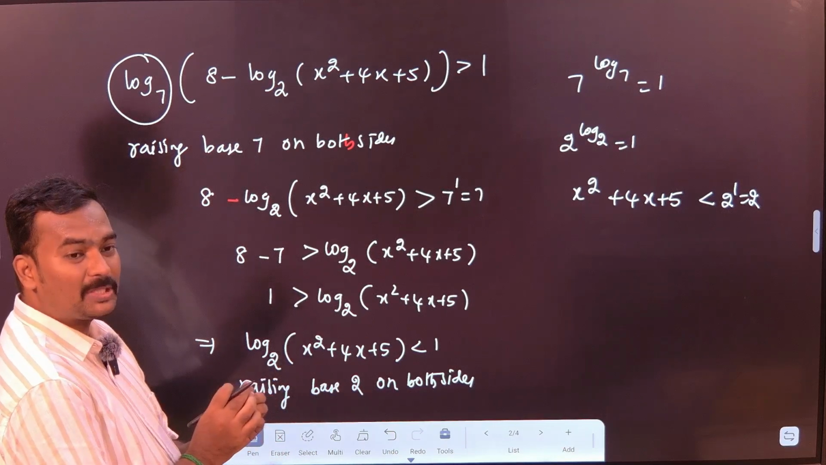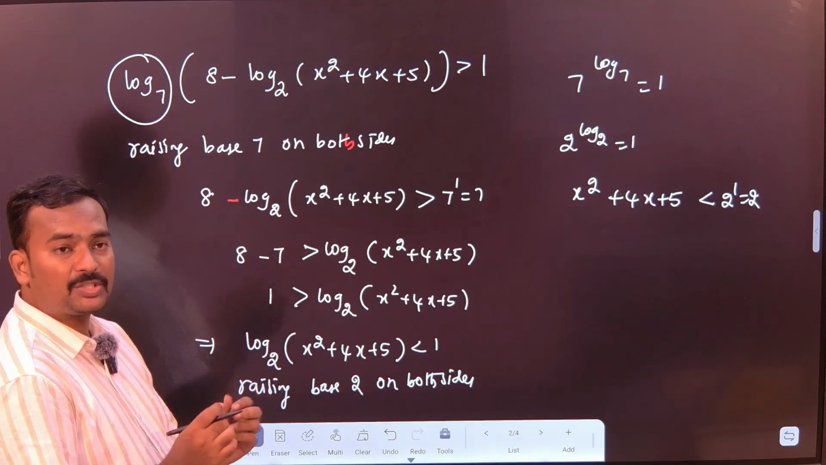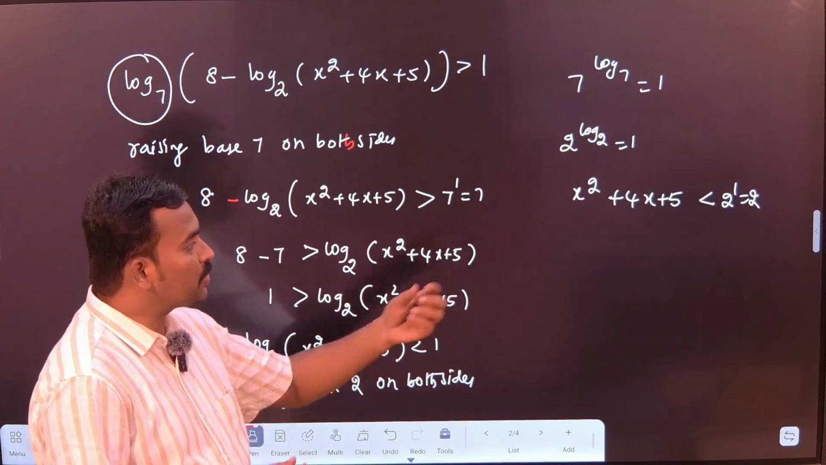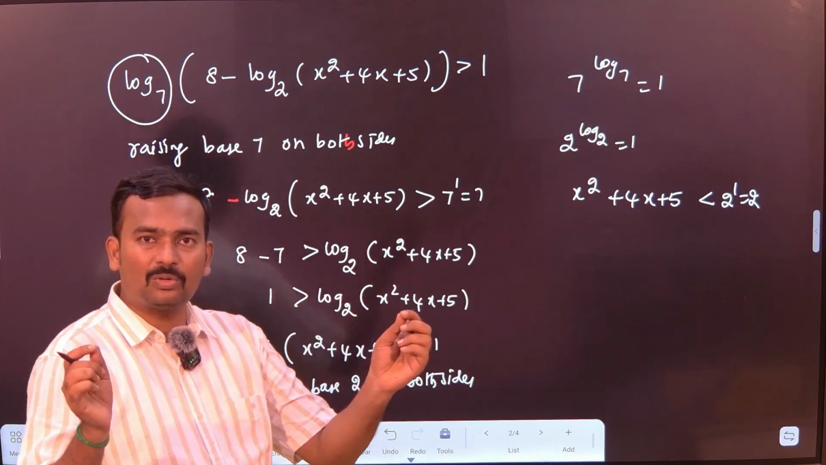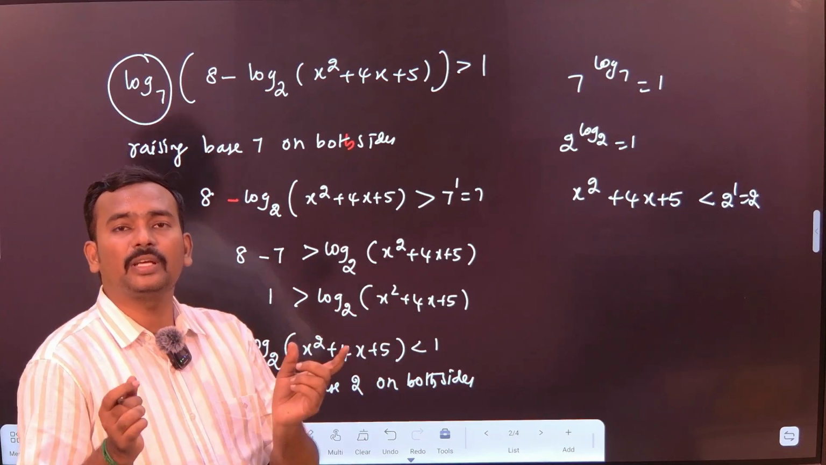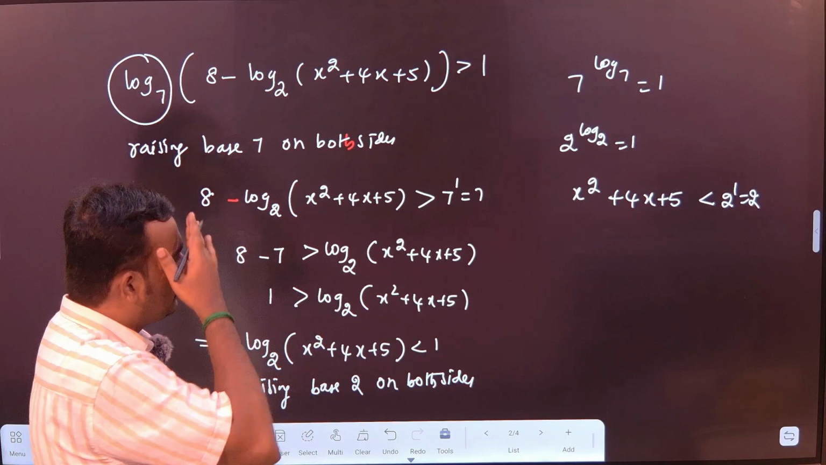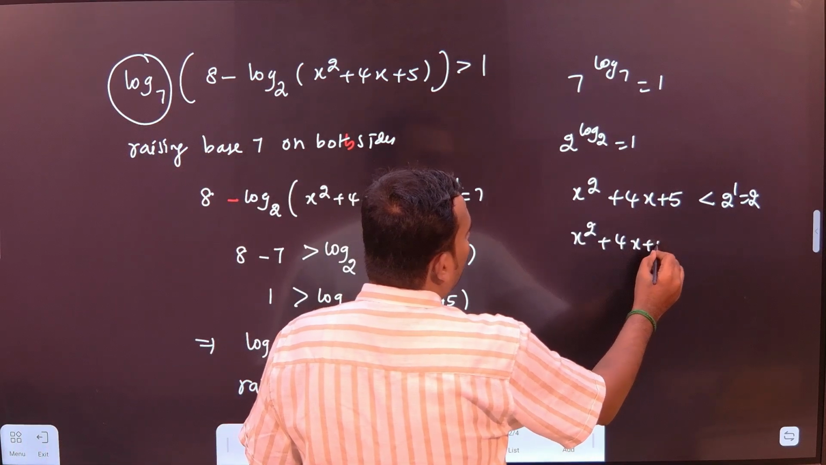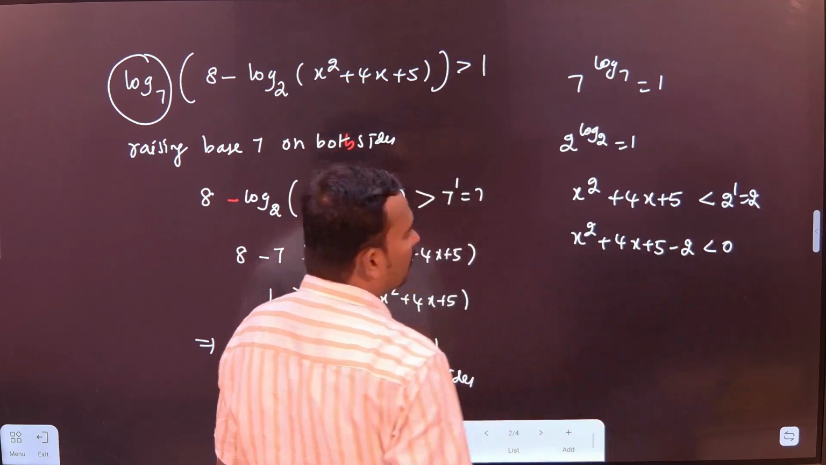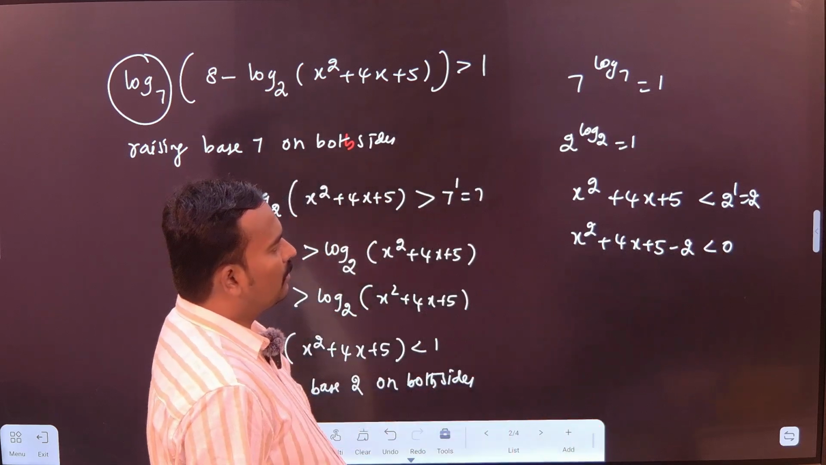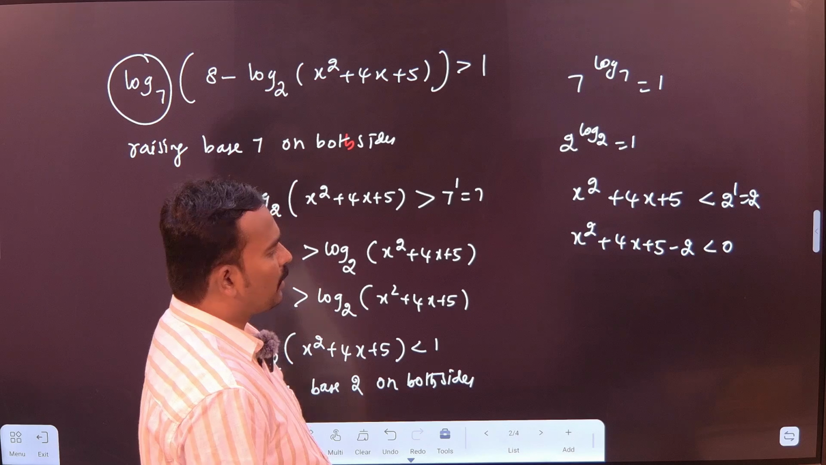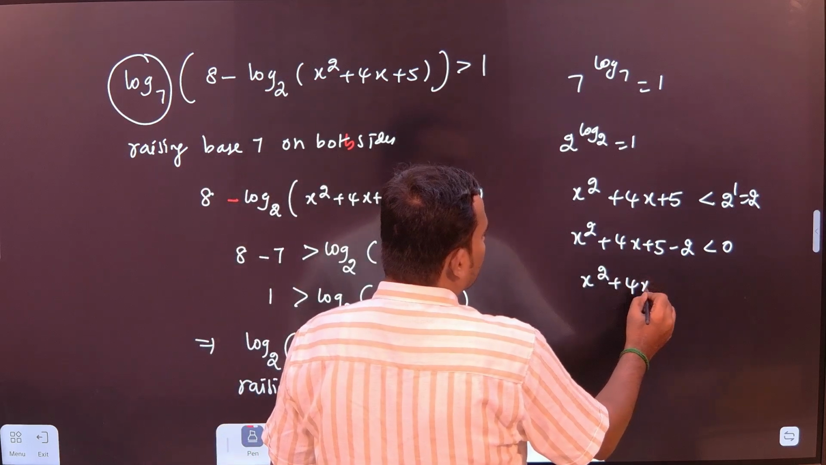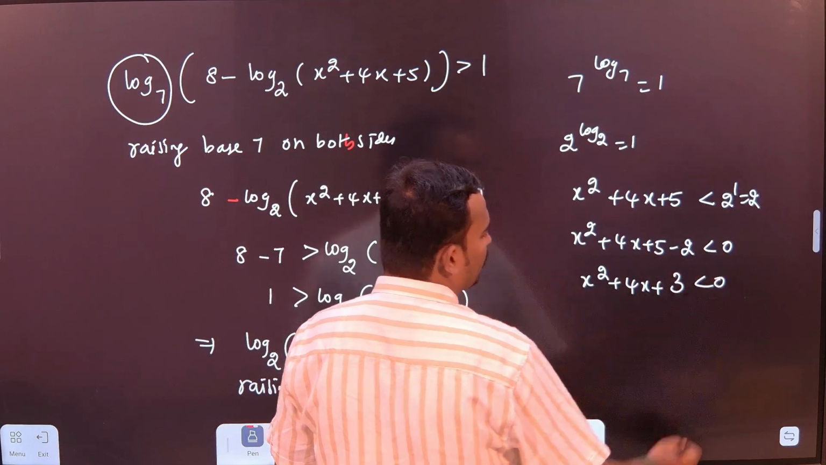The inequality will not be changed. Why? Because the base 2 here is more than 1, so it is an increasing function, there is no need to change the inequality. When the base is between 0 and 1, then you have to change the inequality because of decreasing functions, right? Okay, fine. So x square plus 4x plus 5 minus 2 is less than 0. Clear? I am sending the 2 to the left side, minus 2. I am adding minus 2 on both sides, right? So x square plus 4x plus 3 is less than 0.